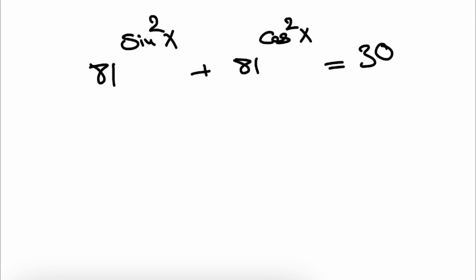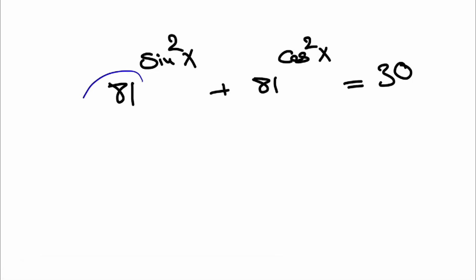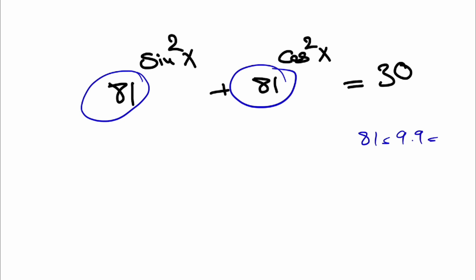We're going to be solving another question in today's video, and we have 81 to the power of sine squared of x plus 81 to the power of cosine squared of x is equal to 30, and we have to solve this equation for x. Looking at this, we see that we have 81 as the base of each of these two expressions, and we know 81 is 9 times 9, or 3 squared times 3 squared, or 3 to the 4. We're going to start with this and see how we can simplify this equation.